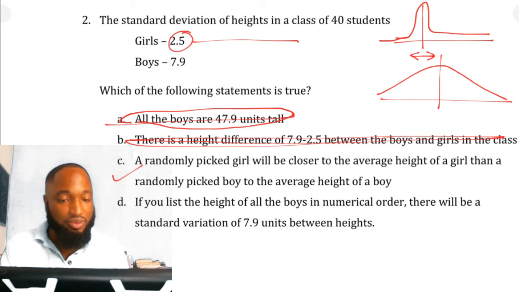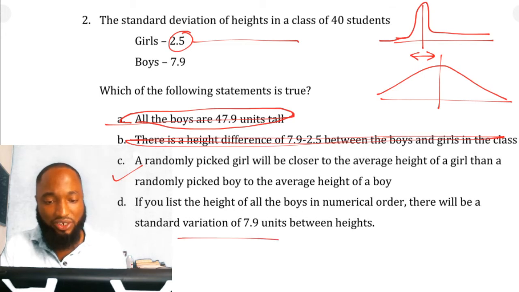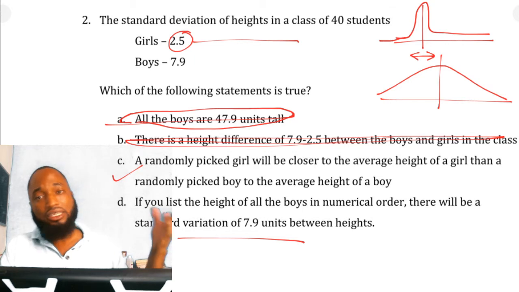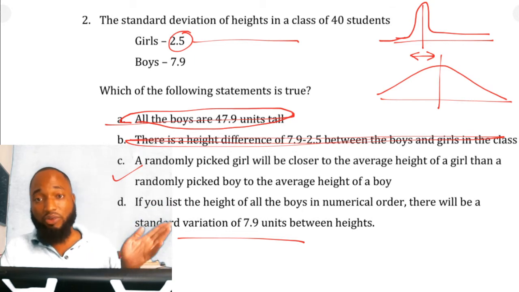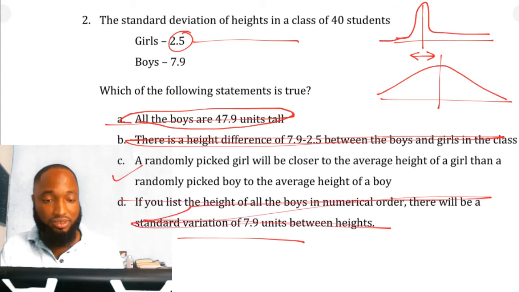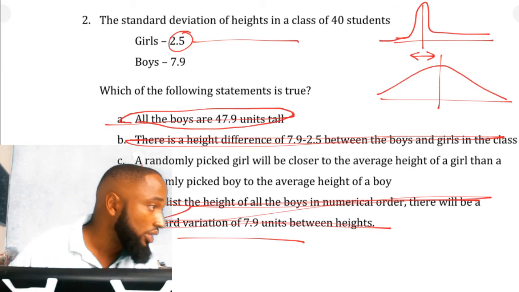If you list the heights of the boys in numerical order, there will be a standard variation of 7.9 units between the heights. This isn't saying nothing. I don't know what standard variation means. That's just too negating to pick if you didn't know what it means. So the answer is C.